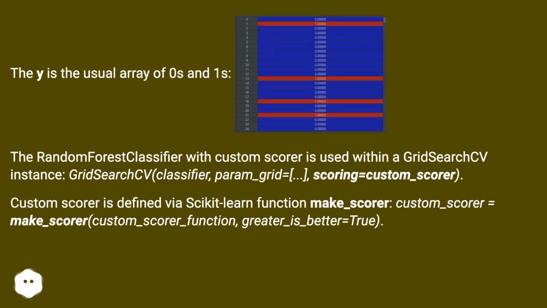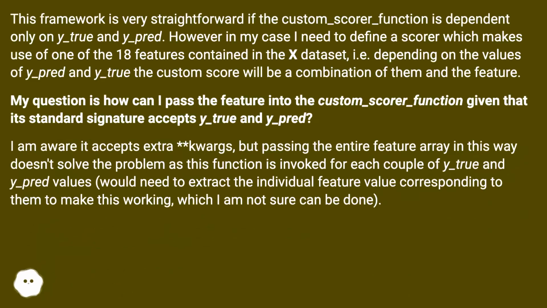Grid search classifier, param_grid, scoring equals custom_scorer. The custom scorer is defined via the Scikit-learn function make_scorer: custom_scorer equals make_scorer, custom_scorer function, greater_is_better equals True. This framework is very straightforward if the custom_scorer function is dependent only on y_true and y_pred.